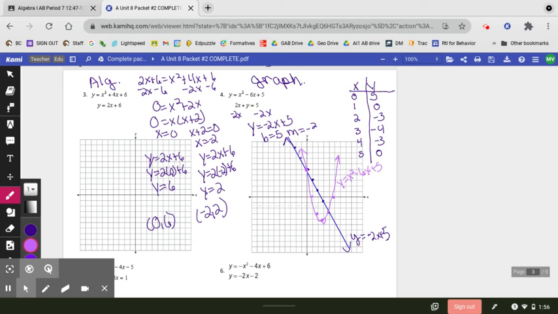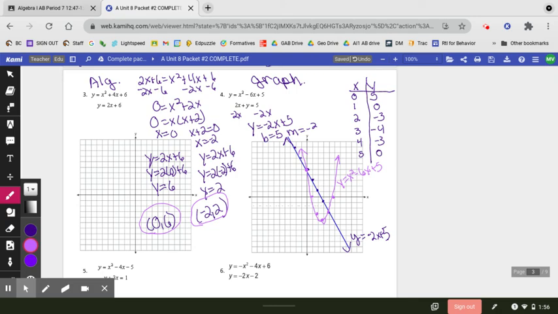I then need to substitute 0 in for x, which gives me y equals 6. So one solution is (0, 6). I then substitute -2 in for x into y equals 2x plus 6, which gives me 2. So the other solution is (-2, 2).